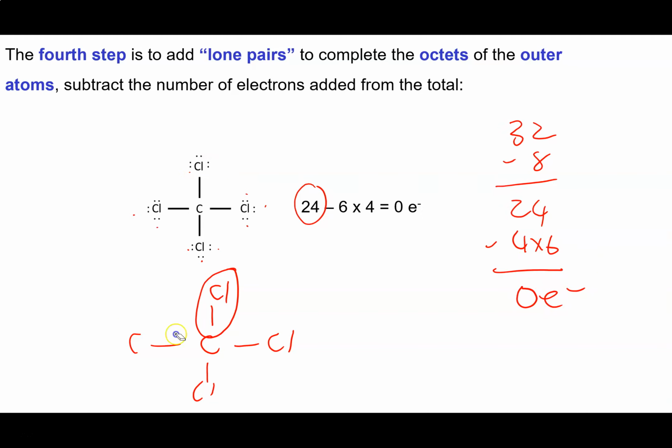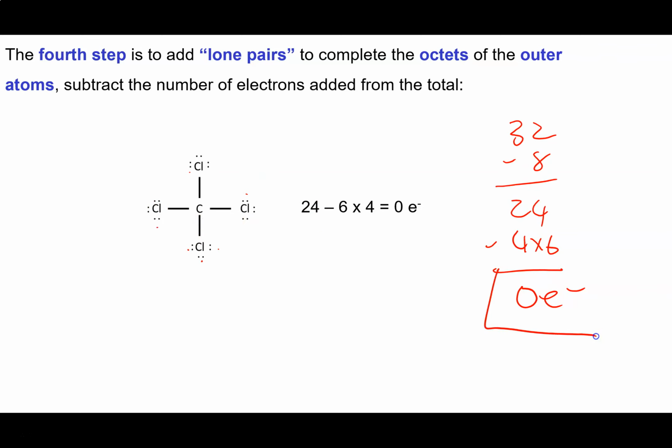Okay, so I've placed all of my electrons. Now, at this point, once my count gets down to 0, I can't add any more dots or lines to the page. I don't have any more electrons. All I can do is move around the electrons that are already there.